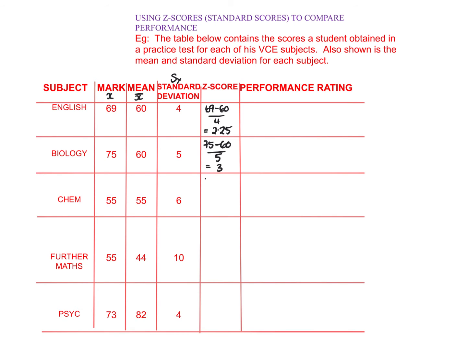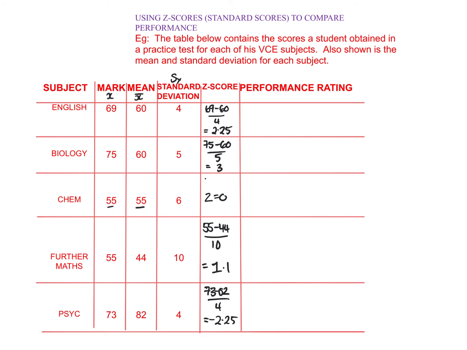If you got 55 and the mean's 55, I don't even need to work it out. If you're on the mean, you've got a Z score of 0. This next one was 55 minus 44 divided by 10. So what does that end up being? 1.1. And then the last one, we've got 73 minus 82 over 4, so we're going to get a -1 here. Okay, this one ends up being -2.25.